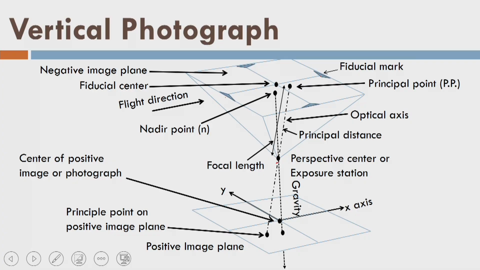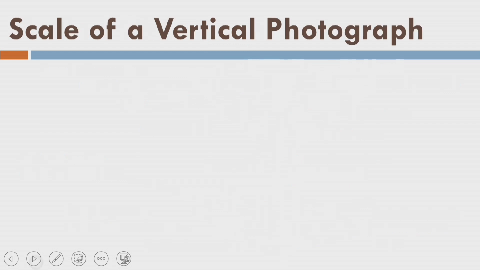Okay. So, this point let us say is the projection of the nadir point in the positive image. So now you can understand how they are different.